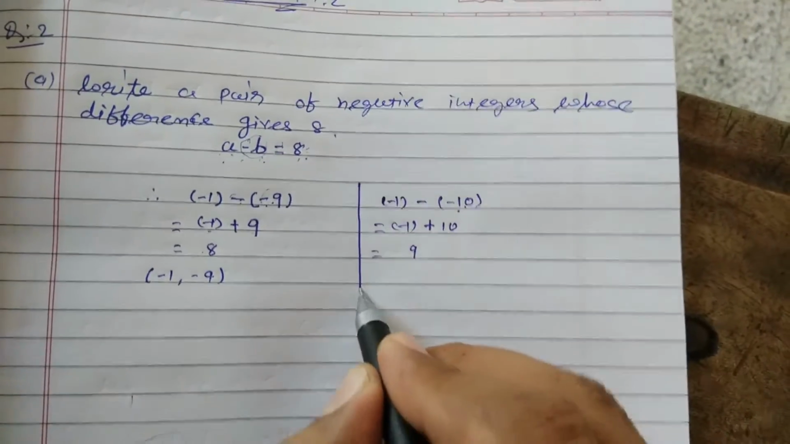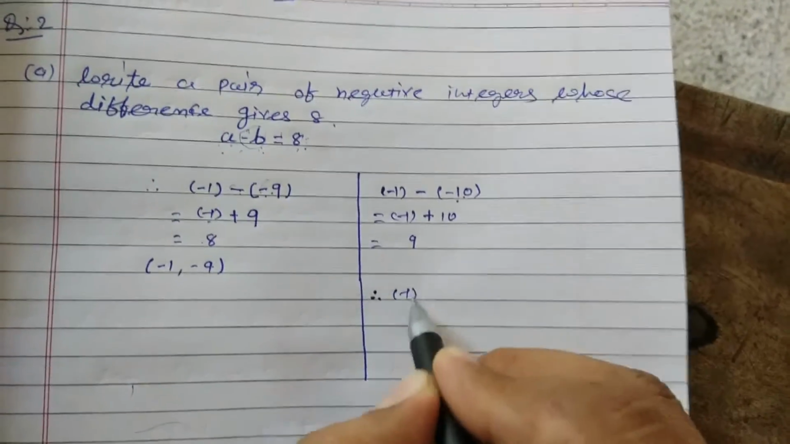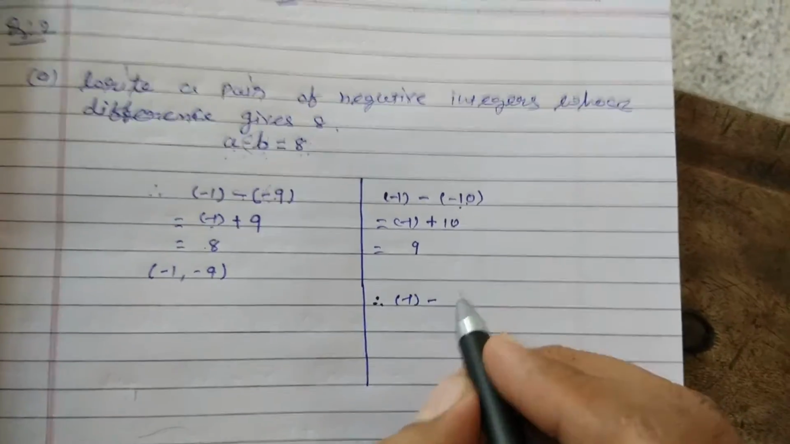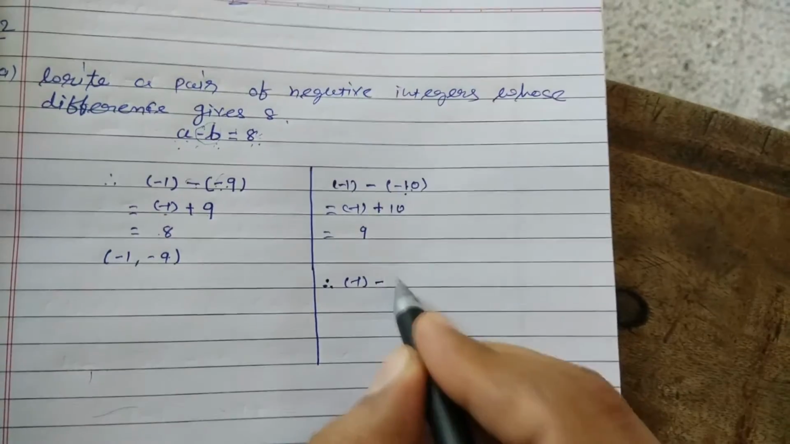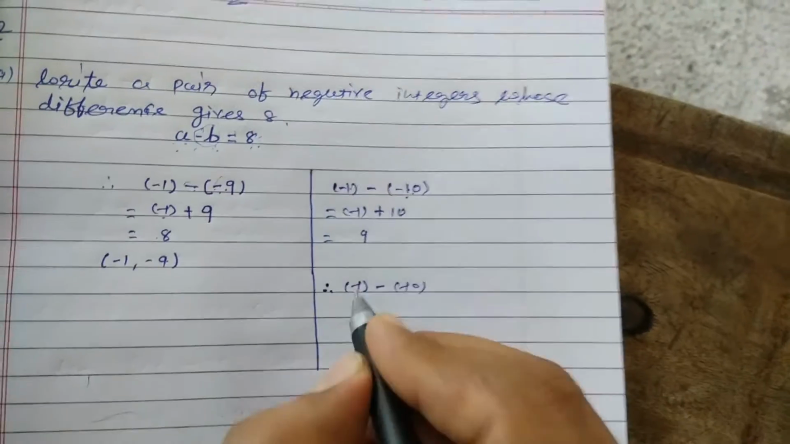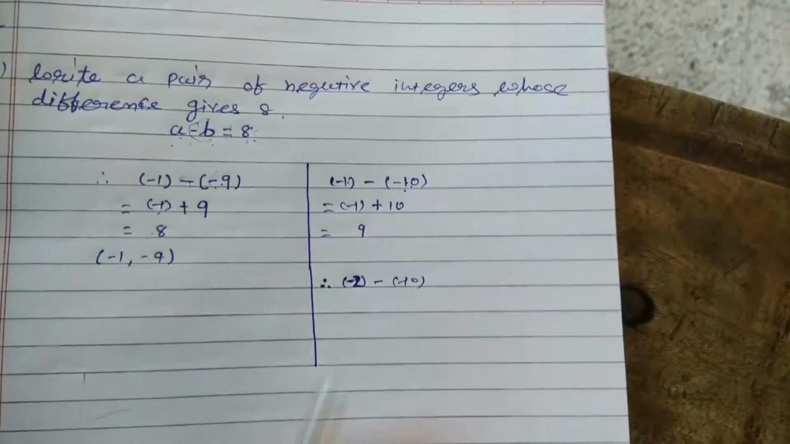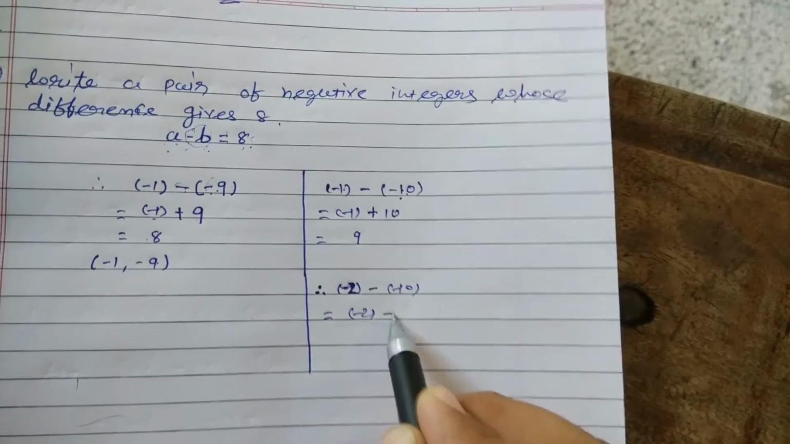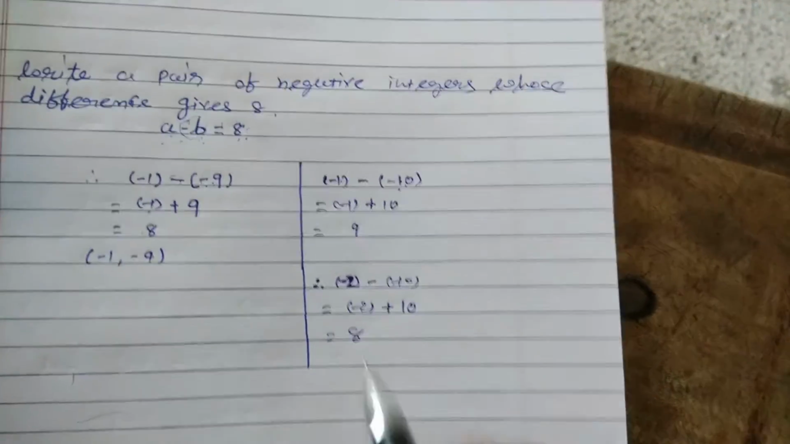We will continue our trial and error method. Same way here, -10 we have to keep, and this -1 we will change, it will become -2. So that is equal to -2 plus 10, 10 minus 2, which is 8.